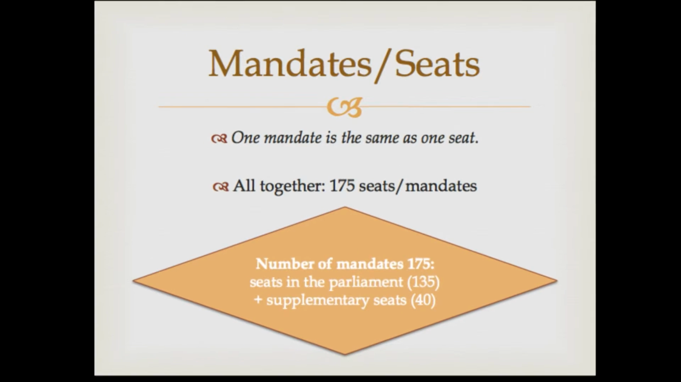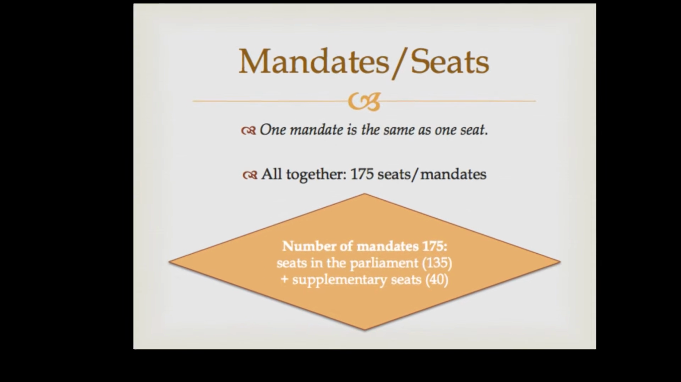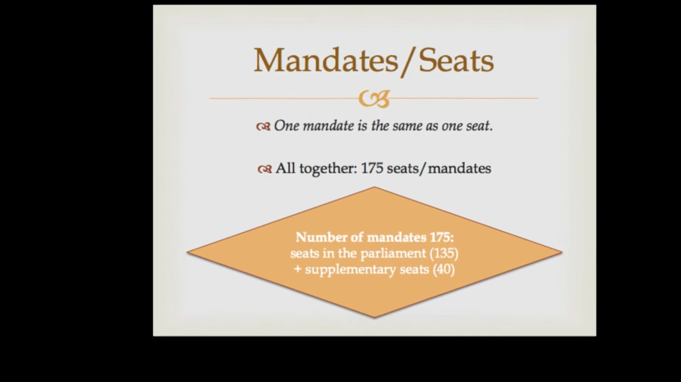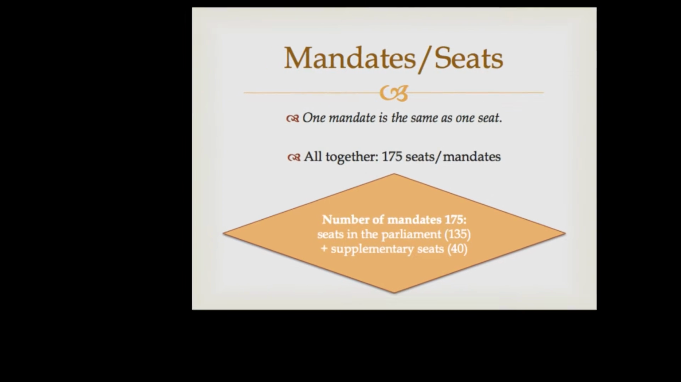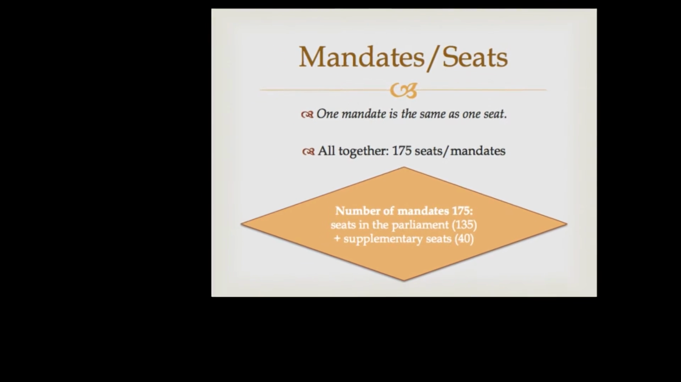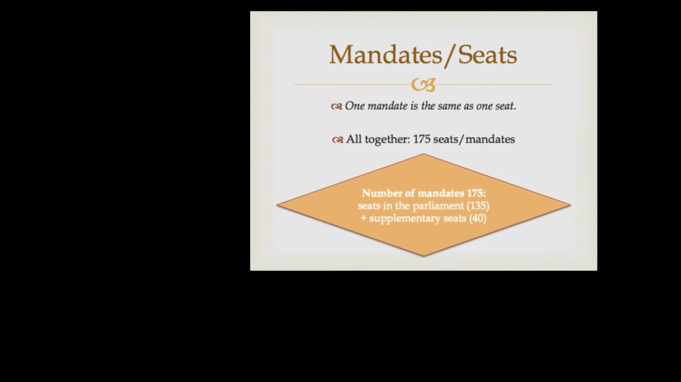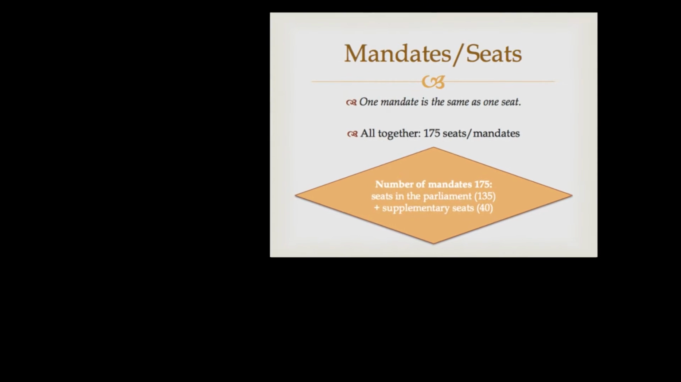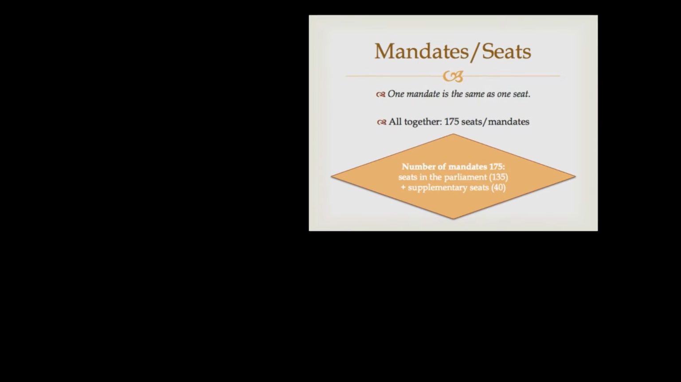There are 2 kinds of mandates. There is region mandates and the supplementary mandate. All in all, there are 175 mandates that have to be divided between the parties. Of these 175 mandates, 135 of them are region mandates and 40 of them are supplementary mandates. Each region has a predetermined number of region and supplementary mandates.